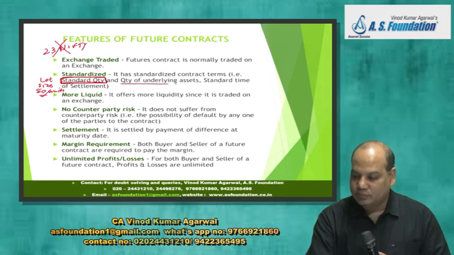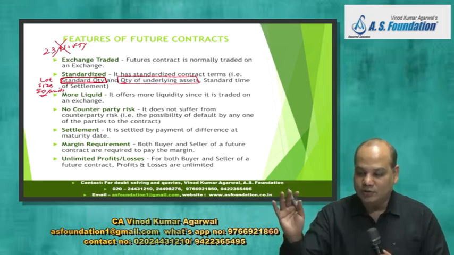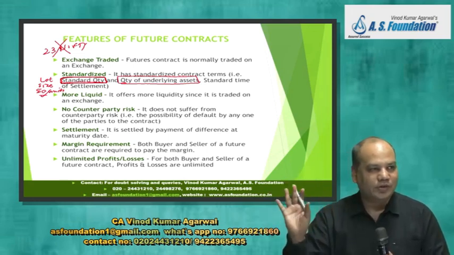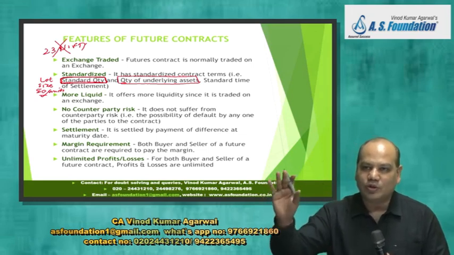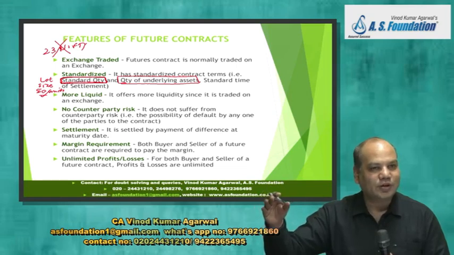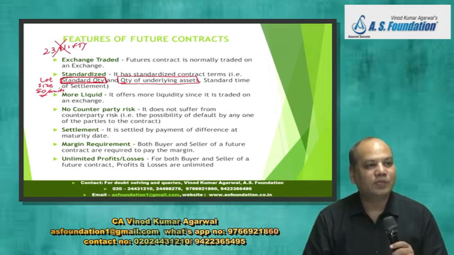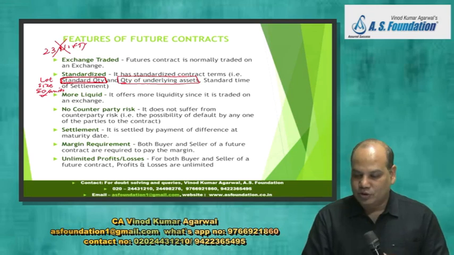Then there are underlying assets which are available for trading. All shares are not available for trading. The exchange says these are the 50 shares, these are the 100 shares on which you can take the position. There are more than 4,000 shares listed on NSE. Can you take position on all 4,000 shares in the future market? No. Only some of them are available for trading. So the underlying assets are also specified.